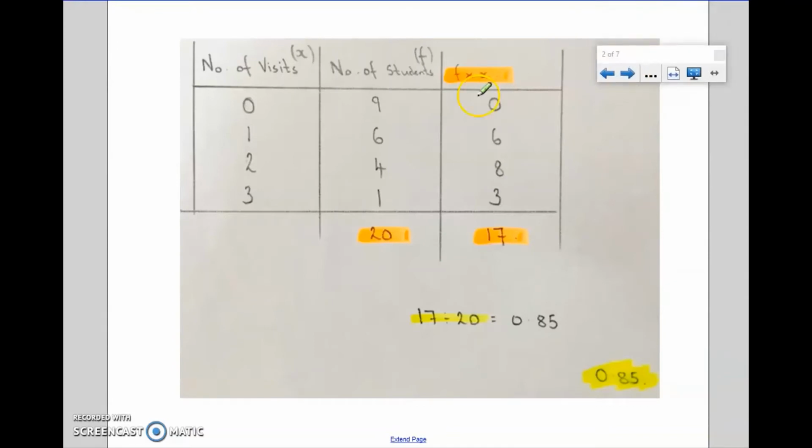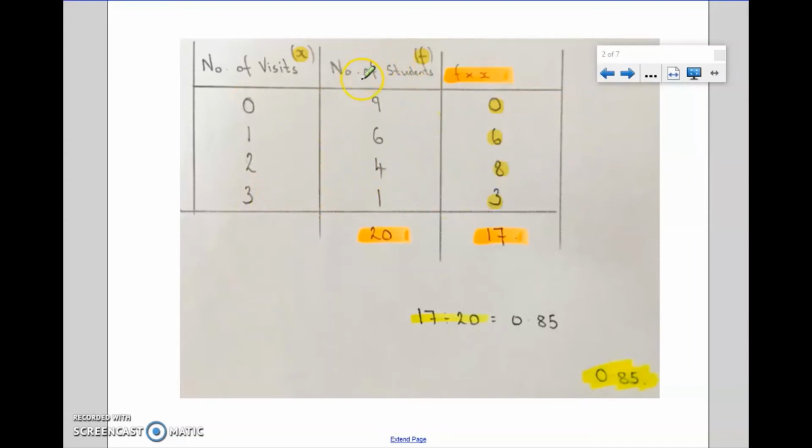This is what my answer looks like. So I've drawn out the first 2 columns that were given in the question: number of visits and number of students. Then I've added a third column. You may have your title as number of visits times number of students, or number of visits times frequency. I've labeled them X and F and had a title for my third column as frequency times X. 0 times 9 is 0, 1 times 6 is 6, 2 times 4 is 8, 3 times 1 is 3.